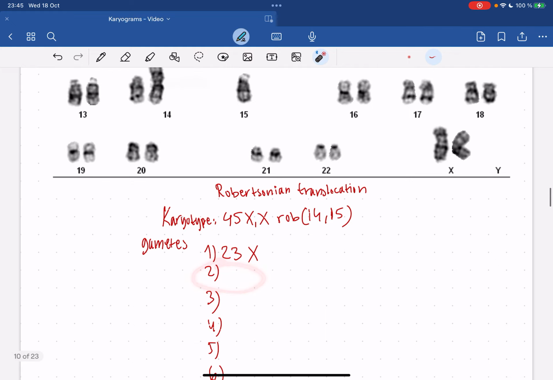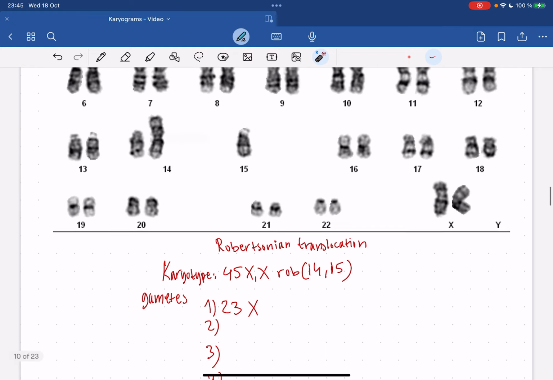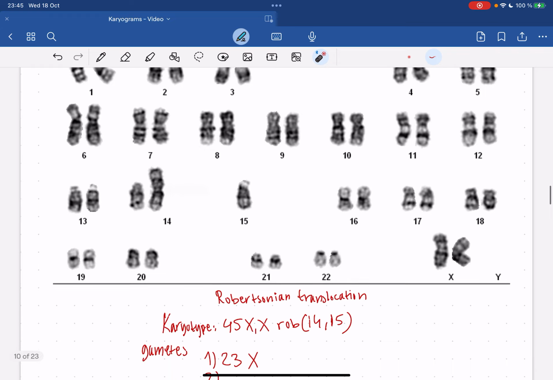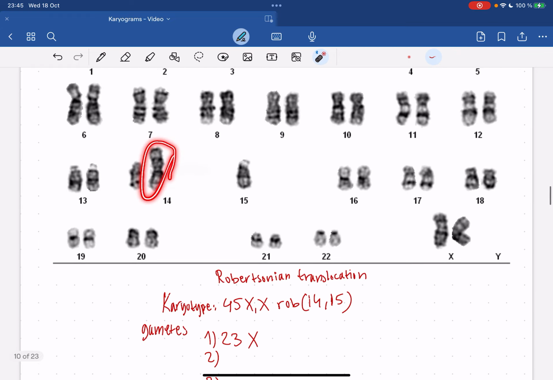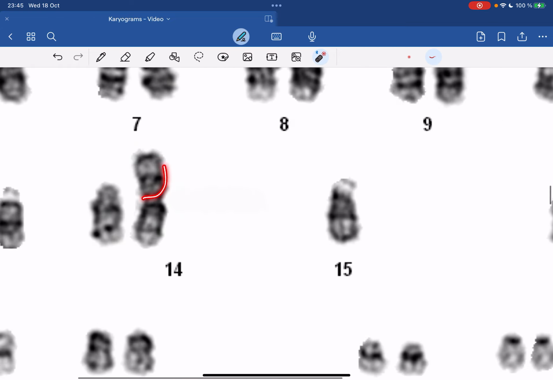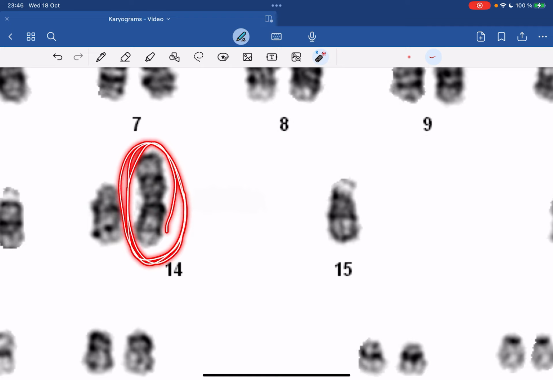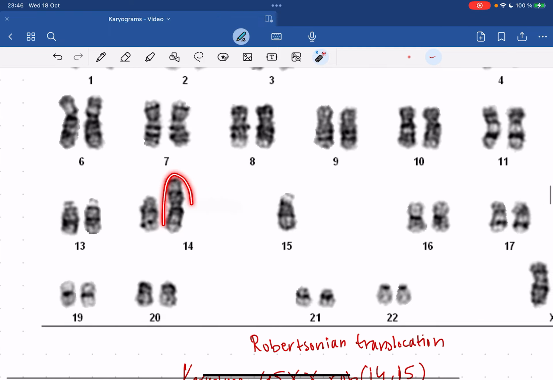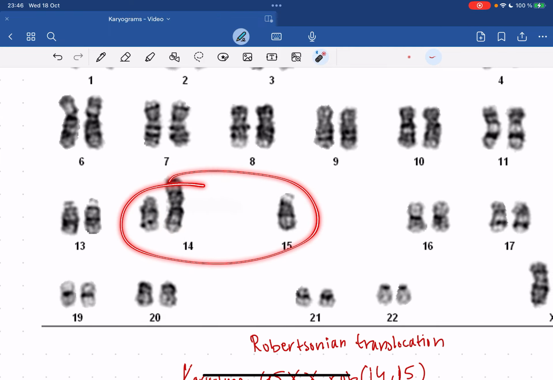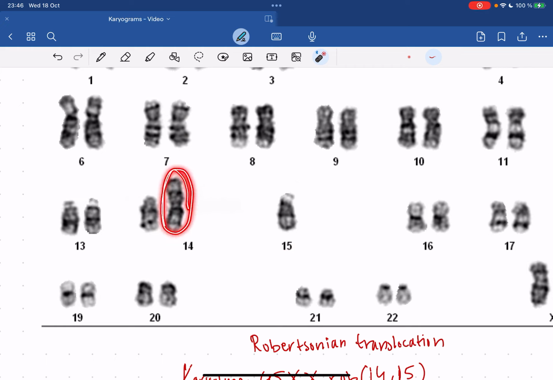For number 2, sorry, this would be you having just this one. Why? Because this represents 15 and this represents 14. So this is just a balanced net 0 chromosome that we have. If we just pick this one out of all 3 of these, we're still going to have it balanced because technically we have both 15 and 14 here.